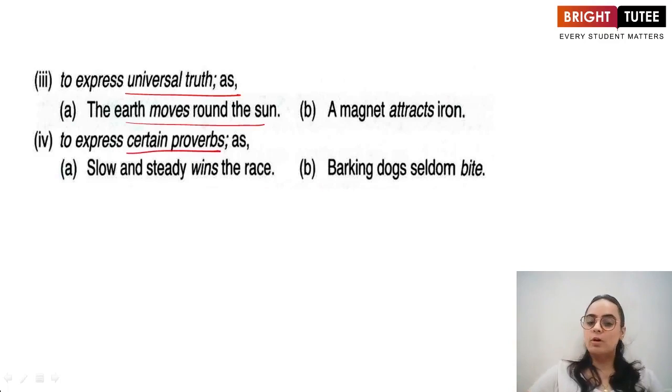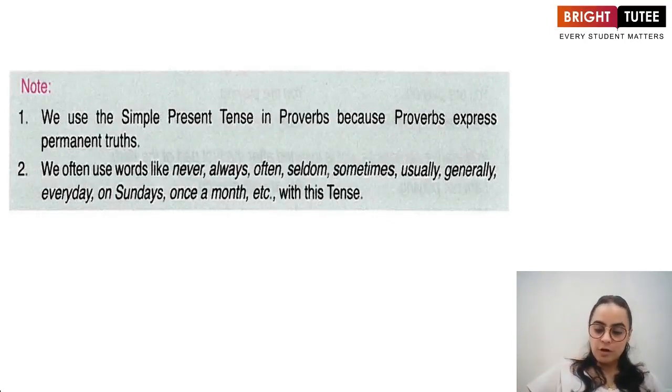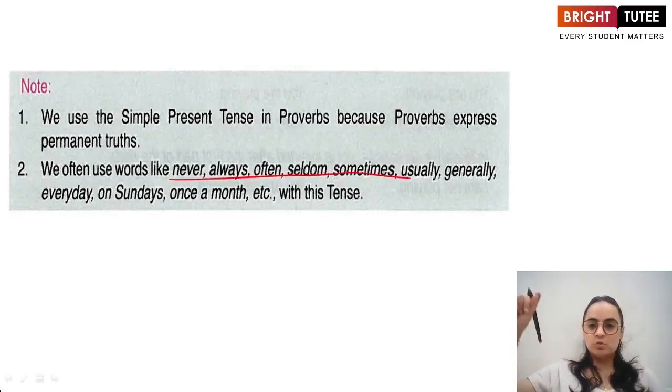Next, we use the simple present tense to talk about the proverbs. A few proverbs are always written in the present tense. Slow and steady wins the race. An apple a day keeps the doctor away. Barking dogs seldom bite, and so on and so forth. Alright? The reason we use the simple present tense in proverbs is because they talk about truths which are permanent in nature. Moreover, words such as never, always, often, seldom, sometimes, usually, generally, every day, on Sundays, etc., are used along with the simple present tense.